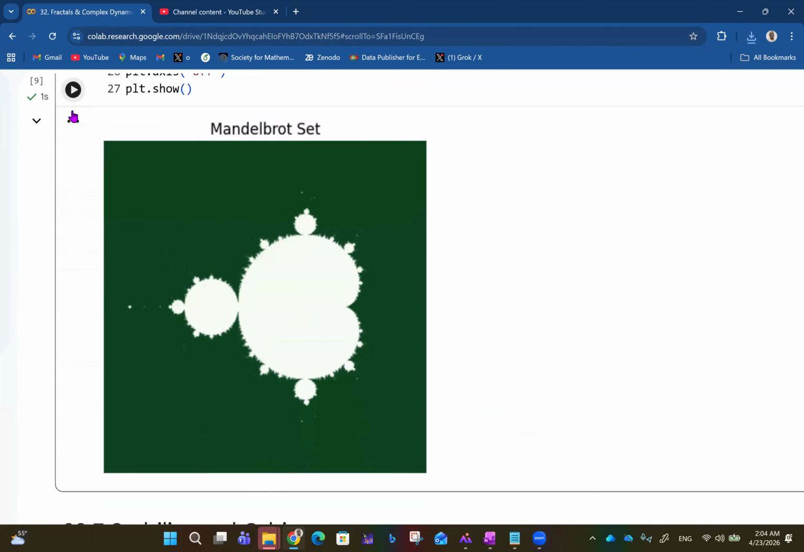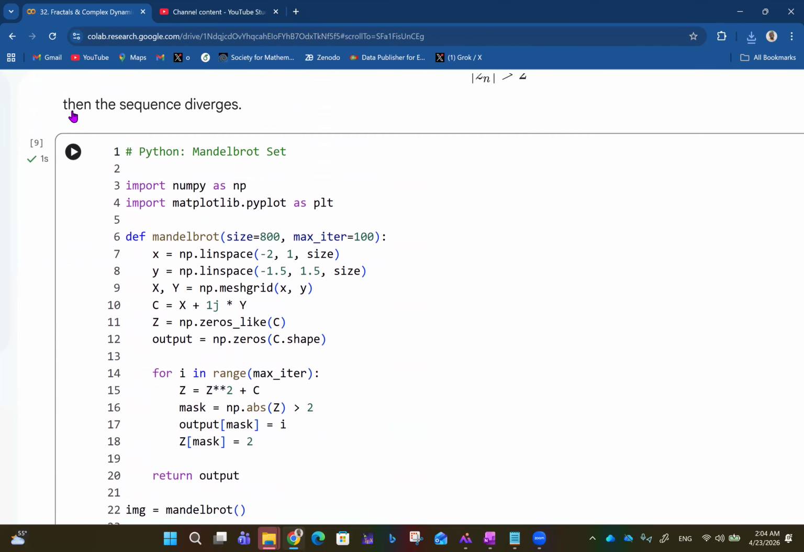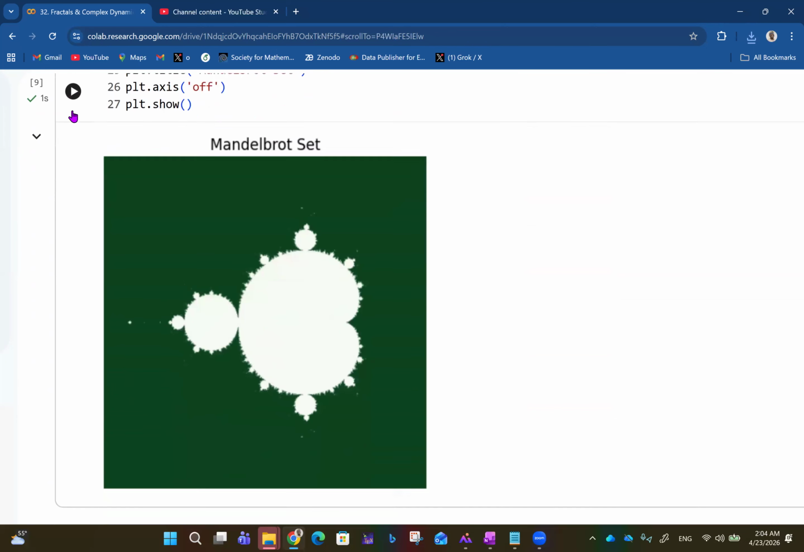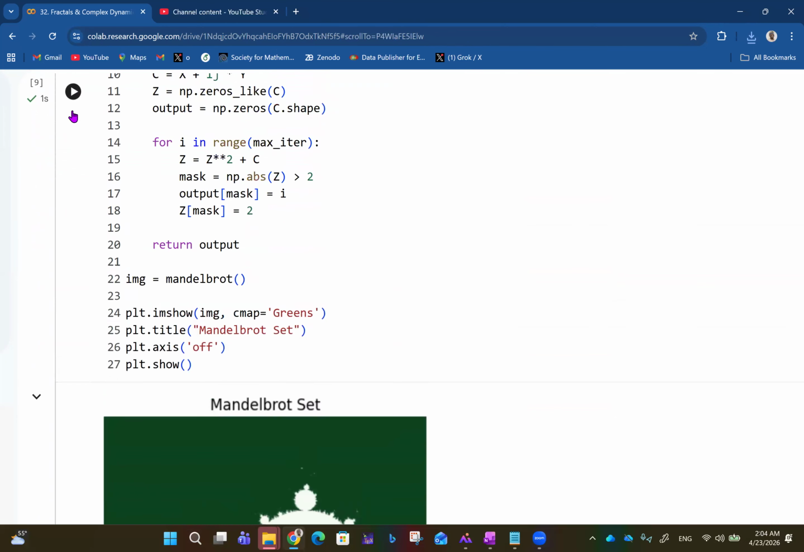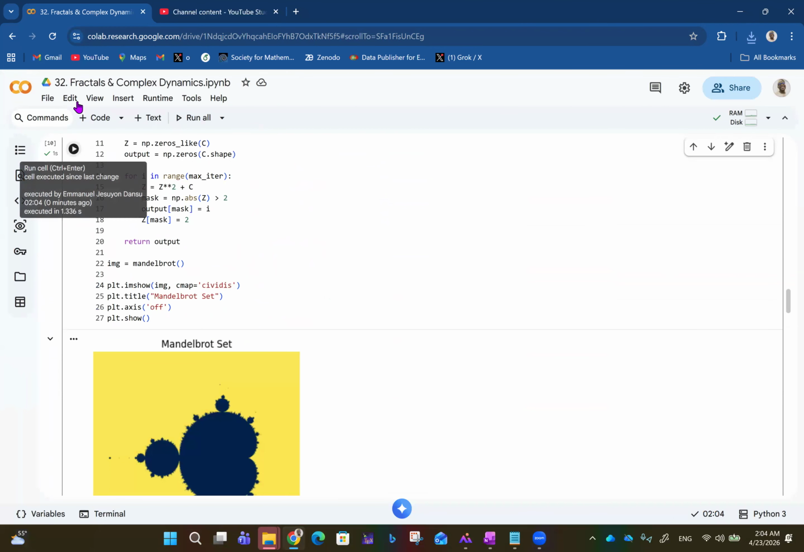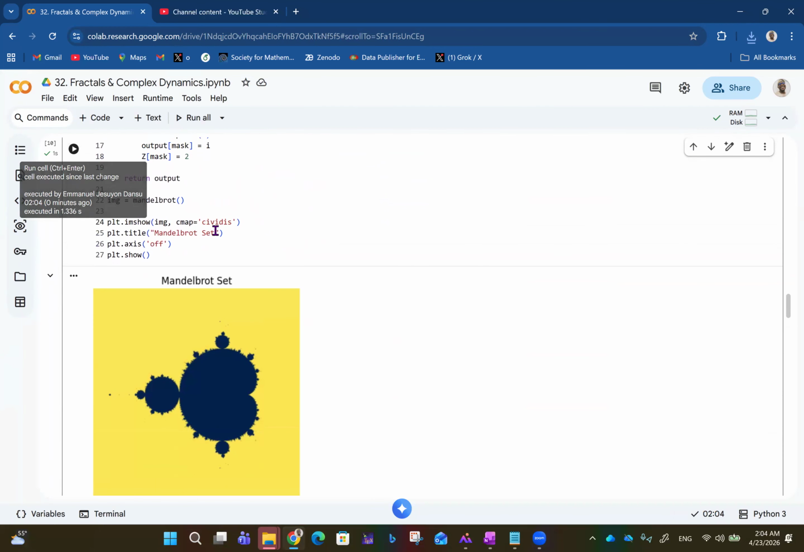So here I'm using Greens. What did I stop with the other time? cividis. Okay, let me try cividis for this and see what it looks like. So this is the Mandelbrot set here. So this is Greens. Let's see cividis. So cividis is a color map. Okay, look at what that looks like. What if we do Viridis?